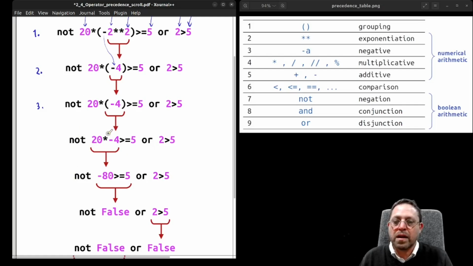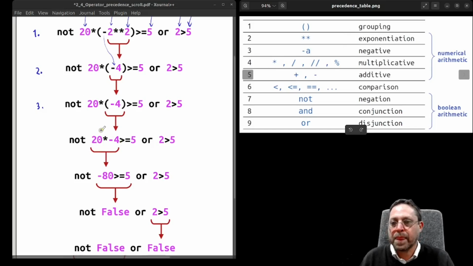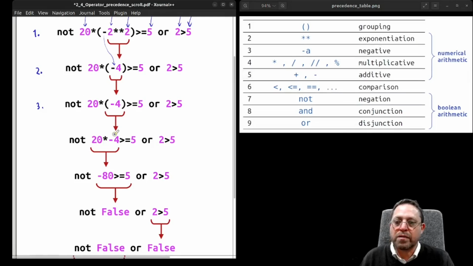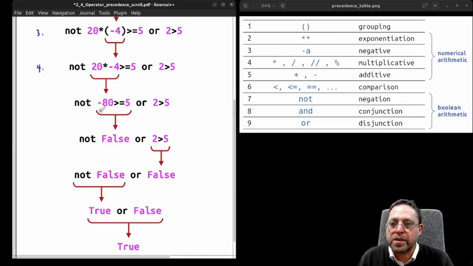There's a not, a multiplication, a greater than or equal, an or, and a greater than. Which one to do first? Go to our operator precedence table, and we find that the highest in the table is the multiplication. So that's the one that we have to do first. To the left there's a 20, to the right there's a negative 4. 20 times negative 4 resolves to negative 80. Okay, still a few to go.